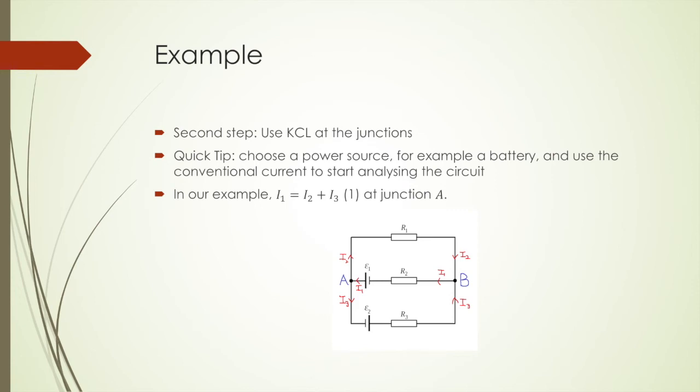If we follow these currents and we come back to junction B, again I2 and I3 are coming into the junction and I1 is leaving that junction. So by the current law again, I2 plus I3 is equal to I1. Same relation we had at junction A.